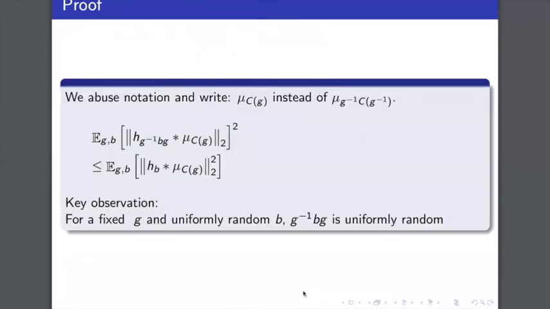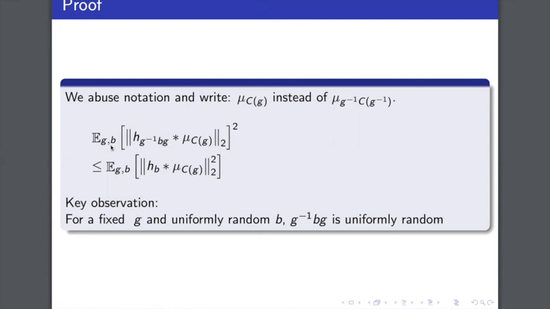Okay, now let's look at the proof. First of all, we abuse the notation a bit and write only mu cg instead of writing mu g inverse cg inverse. And let's start with the quantity that we had after step 1. So this is the quantity we had. The first and the most important observation over here is that after we have sampled g and fixed g, then we uniformly randomly sample b, and the distribution of g inverse b g will also be uniformly random over the group G.